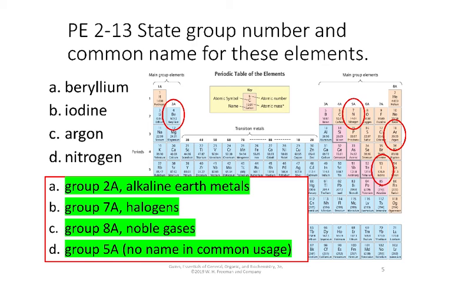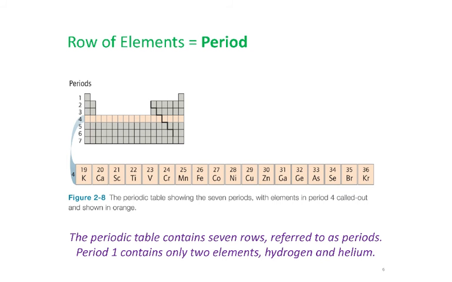Here we go. Beryllium is in group 2A and called the alkaline earth metals. Iodine is in group 7A and called the halogens. Argon is in group 8A and called the noble gases. And nitrogen is in group 5A, which does not have a common name in usage. So that's all about groups or columns, and the rows in the periodic table are called the periods.